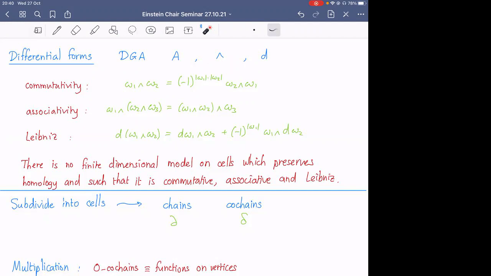So classically, if you just deal with differential forms, then you have commutativity, well, graded commutativity, you have associativity, and you also have Leibniz. So you have all three properties in the continuous world, but it's a theorem, I think of Dennis, many years ago, that there's no finite dimensional model on cells which preserves homology and such that all three properties are satisfied. So you have to drop at least one of these three properties.